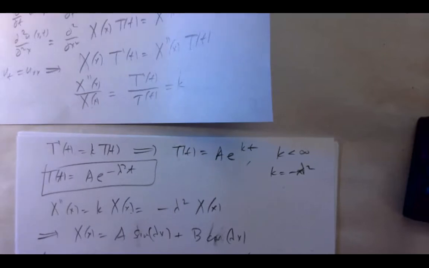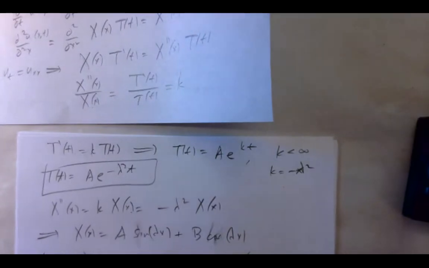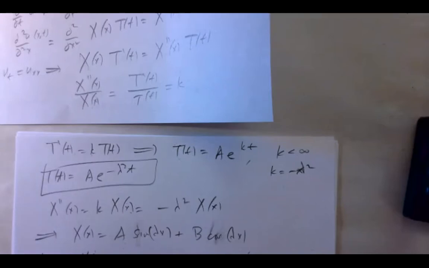So u of x, t will be X of x times T of t. This is some linear combination, e to the minus lambda squared t, times A sine lambda x plus B cosine lambda x.